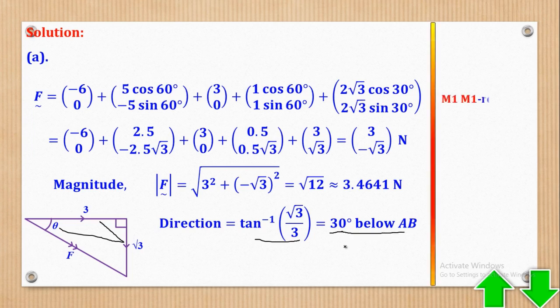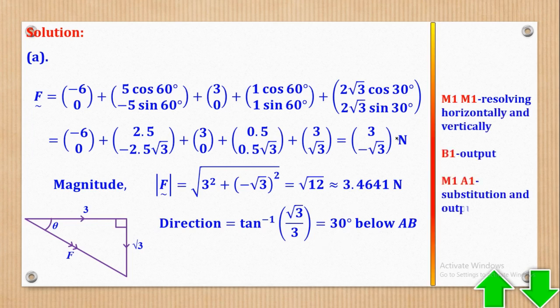So before I go to the next slide, let's see how much can be awarded. So M1 for resolving horizontally, M1 for resolving vertically, and B1 for the output. Then here M1 for substitution here, and A1 for the output. Then B1 for the correct direction.